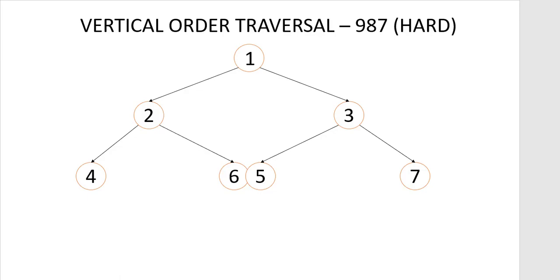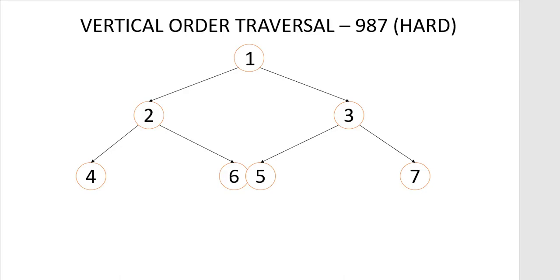Hello guys, today we will be solving a Leetcode problem which is vertical order traversal. The problem number is 987, which is of hard level. The problem statement states that you will be given a binary tree, and you have to return a vertical order traversal. Now what does that mean?